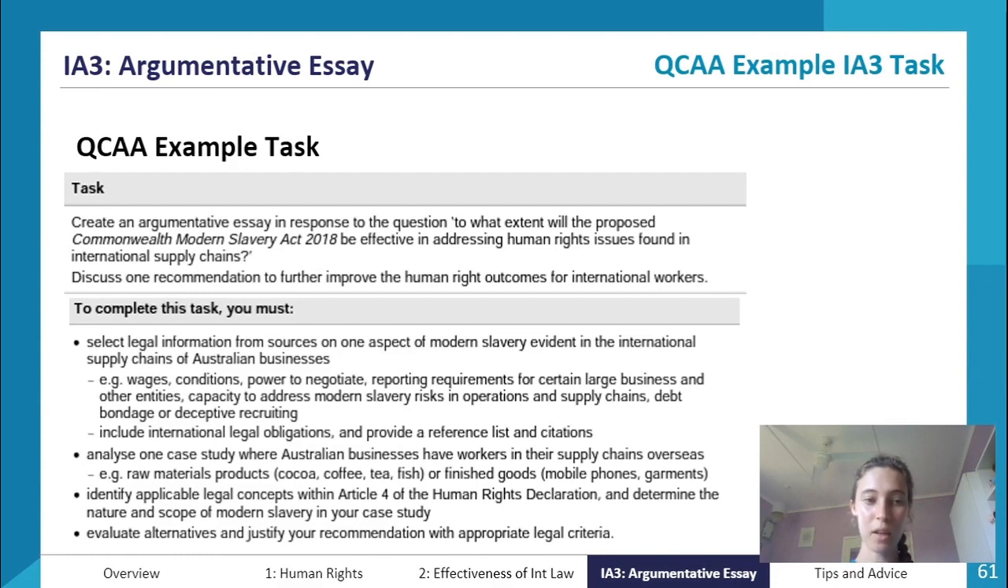So in this case, we've got an argumentative essay in response to the question, to what extent will the proposed Commonwealth Modern Slavery Act 2018 be effective in addressing human rights issues found in international supply chains? And then also one recommendation to further improve the human rights outcomes for international workers.